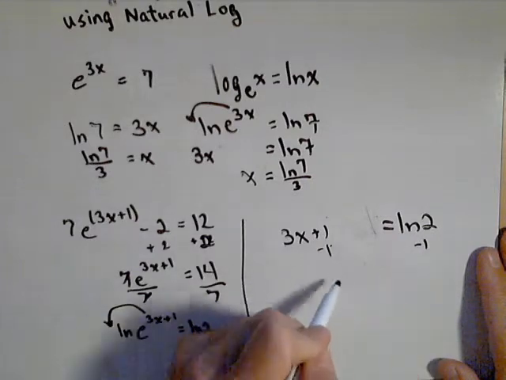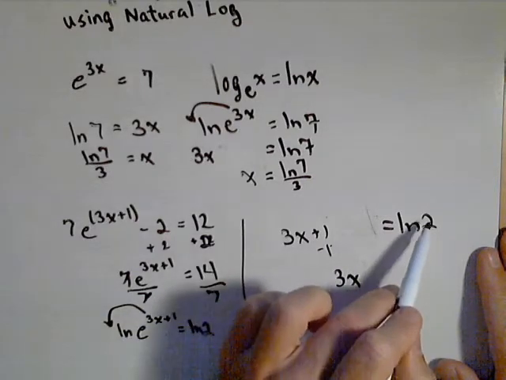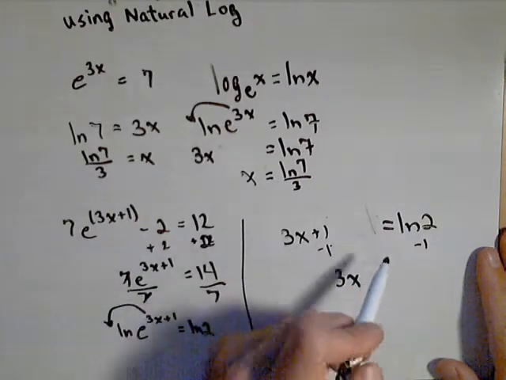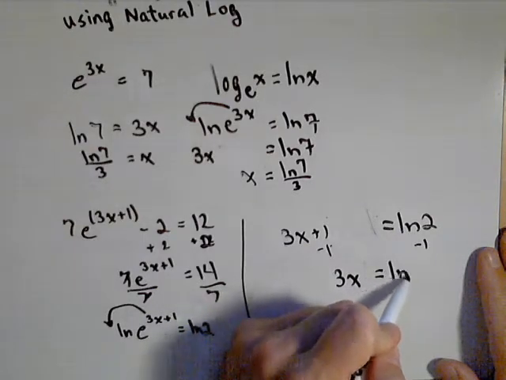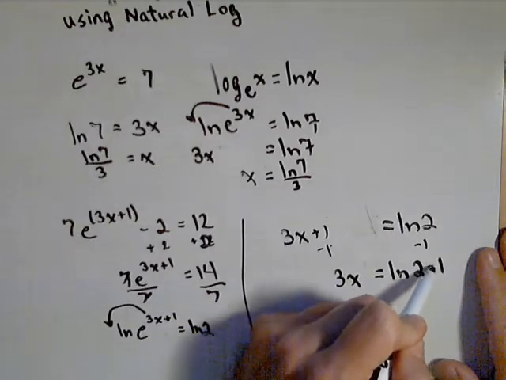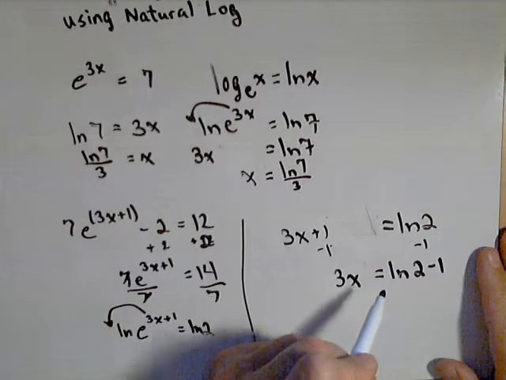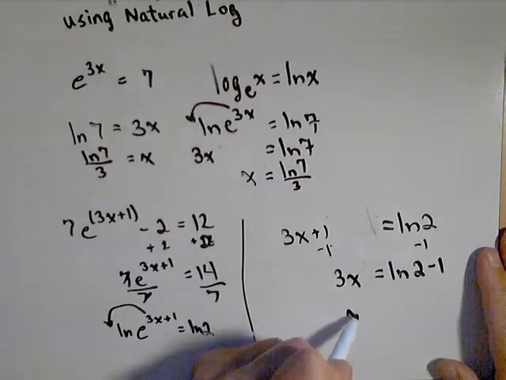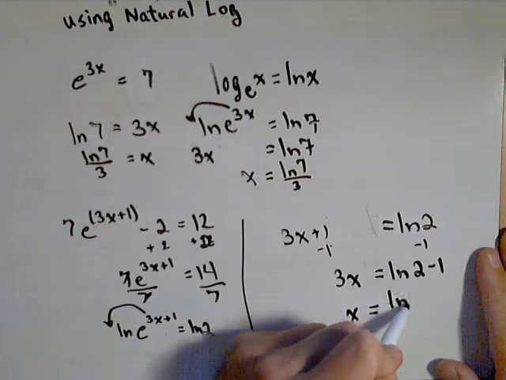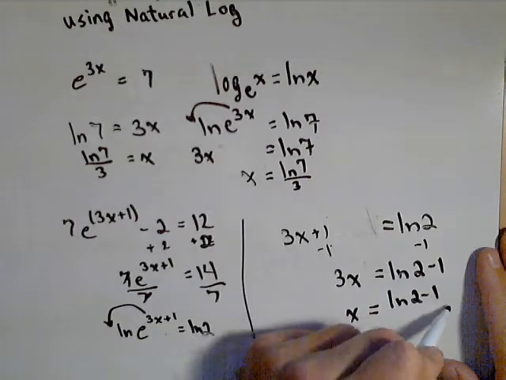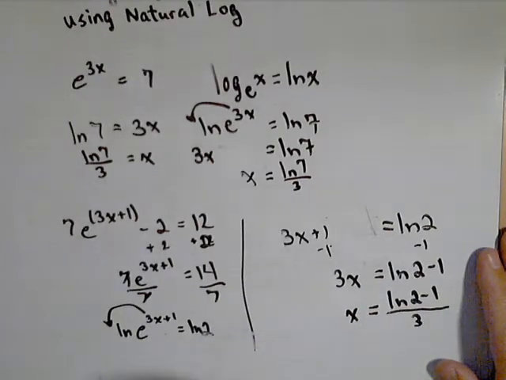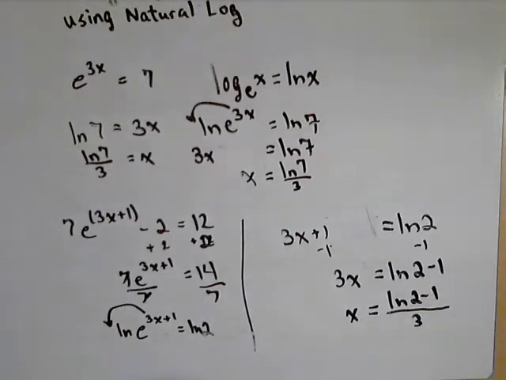Subtract 1 off of both sides, so we get 3x. This 1 does not subtract from the 2. I see that mistake made a lot. It's actually going to be ln of 2 minus 1. ln of 2 is its own number. Last step, once again, to divide by 3, we're going to get x equals ln of 2 minus 1 all over 3. A nice exact answer that now if we need the decimal, we can put it into our calculator.